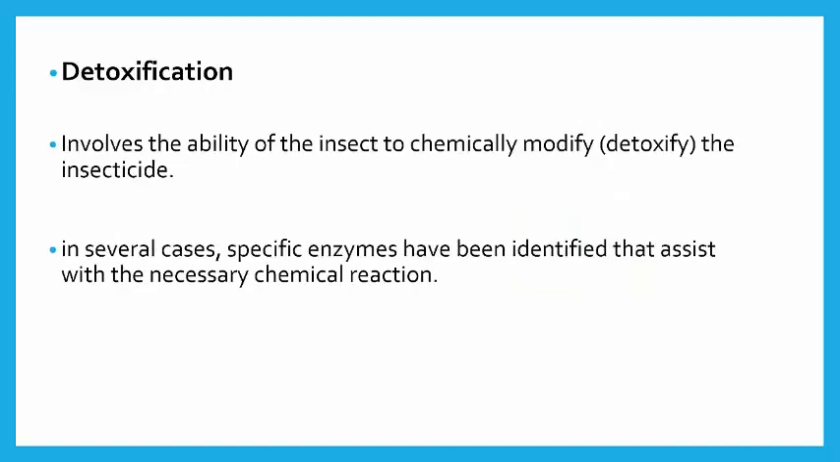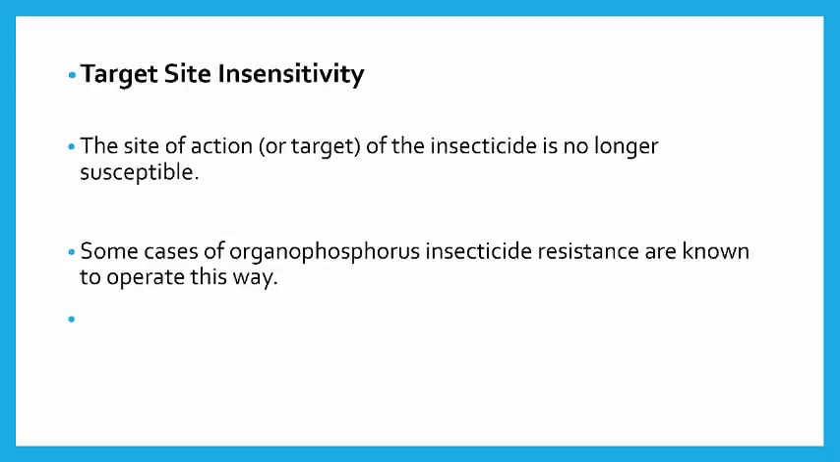Detoxification involves the ability of the insect to chemically modify the insecticide. It is considered the most important and widespread resistance mechanism. In several cases, specific enzymes have been identified that assist with the necessary chemical reaction. With target site insensitivity, the site of action of the insecticide is no longer susceptible. The insecticide is broken down no more rapidly than in susceptible insects. Some cases of organophosphorus insecticide resistance are known to operate this way.